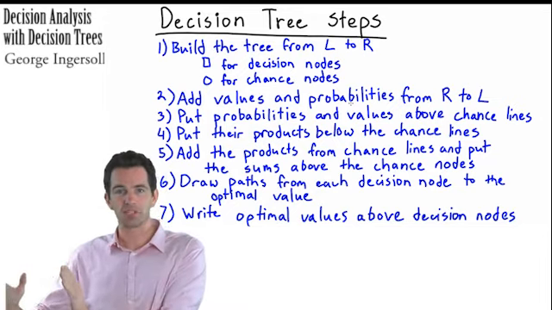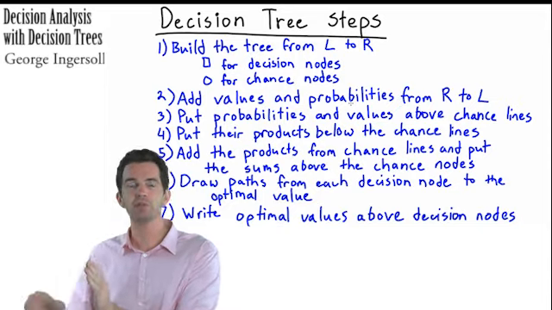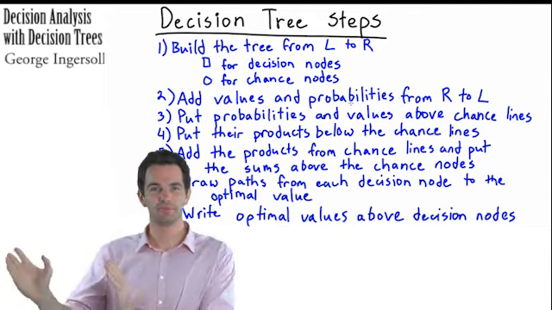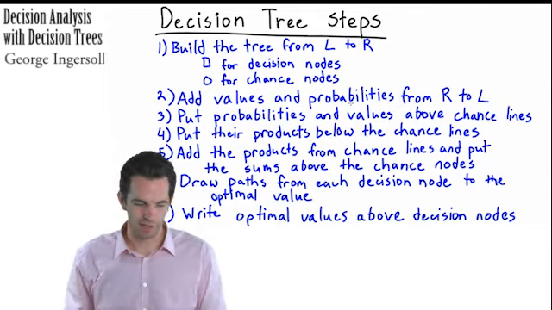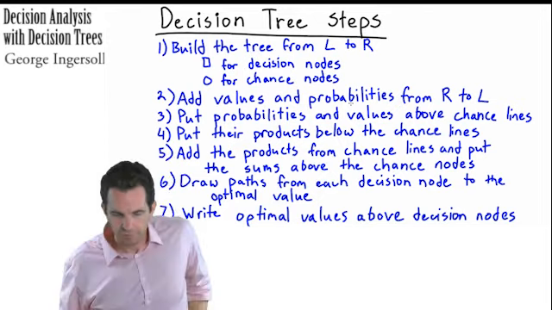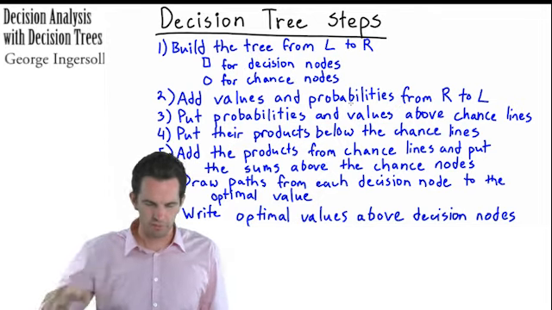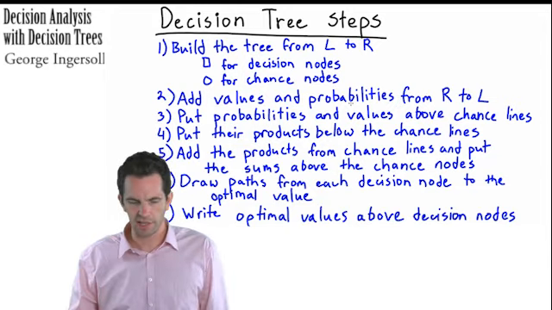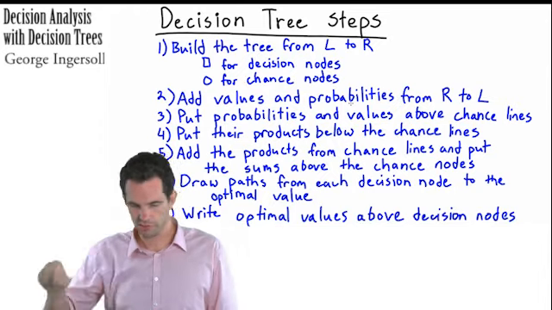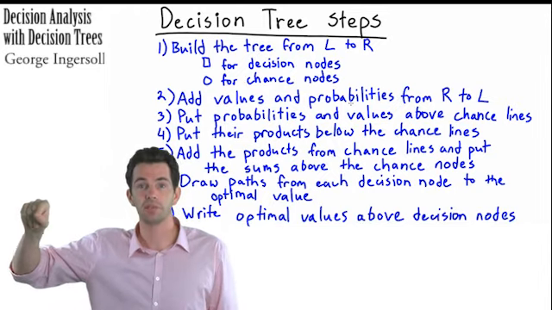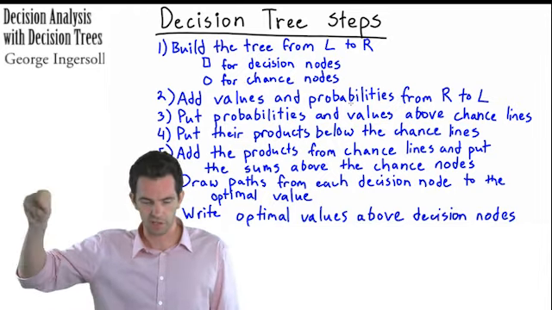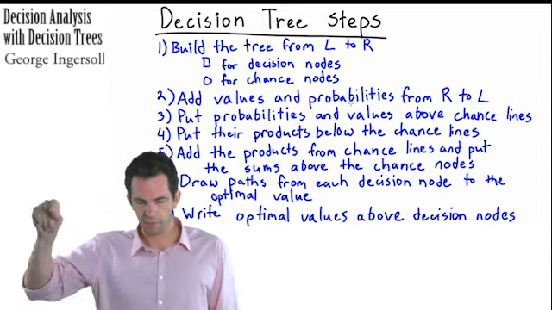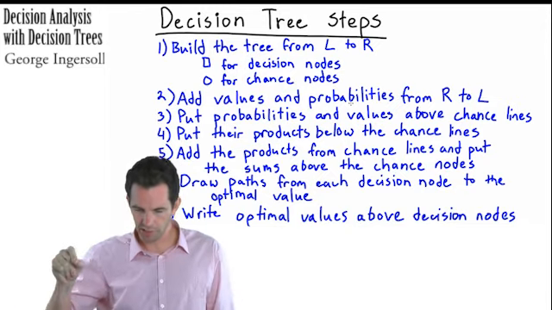After we've built out the decision tree, then we're going to start putting in values and probabilities. And we're going to do that from right to left. So going backwards. And that's going to make the whole thing a whole lot easier. You just have to trust me on that. I'm going to run through this kind of quick because we're going to do it in the example. You're going to put probabilities and values above the chance lines. So every time there's a chance node, we're going to put the probabilities and the values associated with each of those chances above each of the lines branching off. We're going to multiply the probabilities times the values and put them below the chance lines.